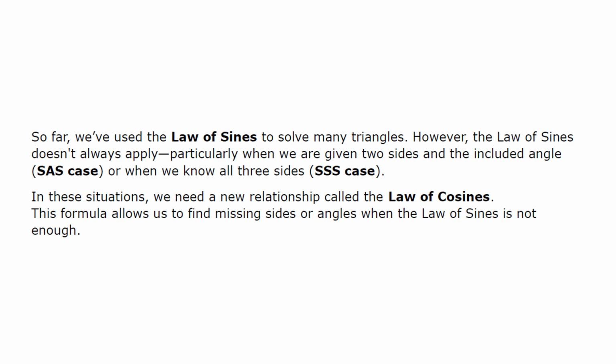However, the law of sines doesn't always apply, particularly when we are given two sides and the included angle, so the SAS case or side angle side case, or when we know all three sides, the side, side, side case. In these situations, we need a relationship called the law of cosines. This formula allows us to find missing sides or angles when the law of sines is not enough.